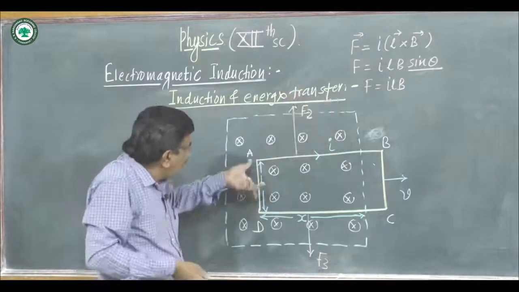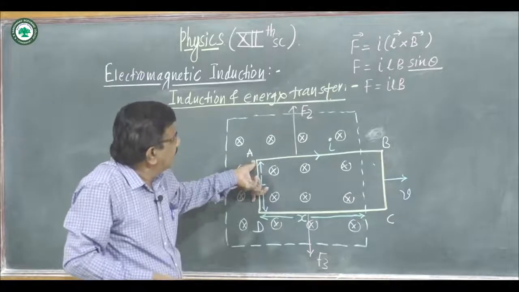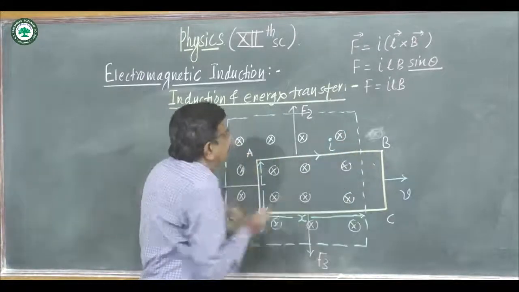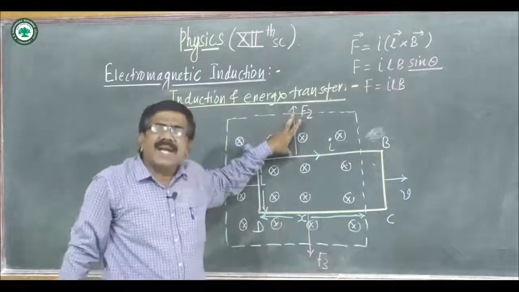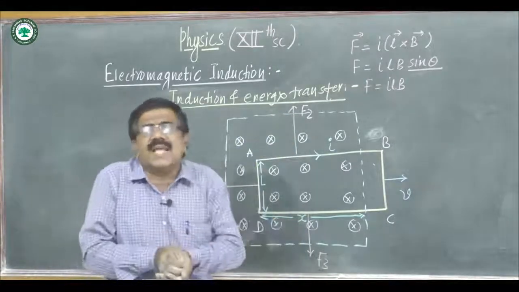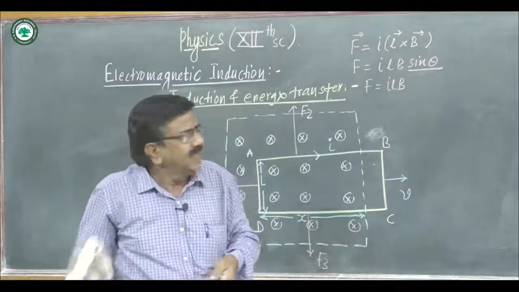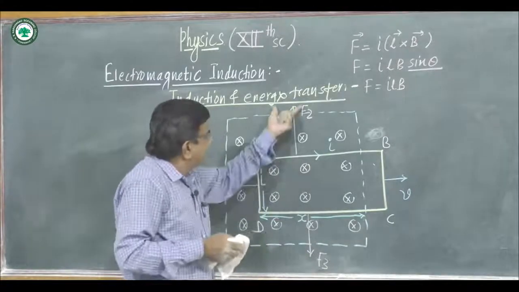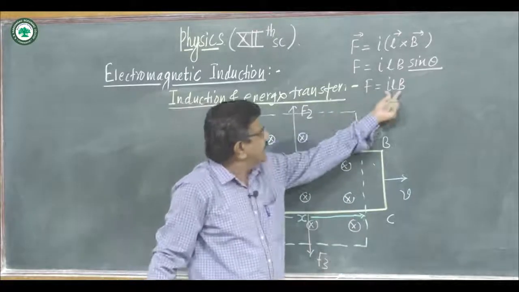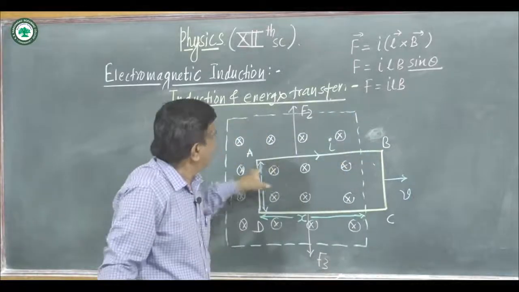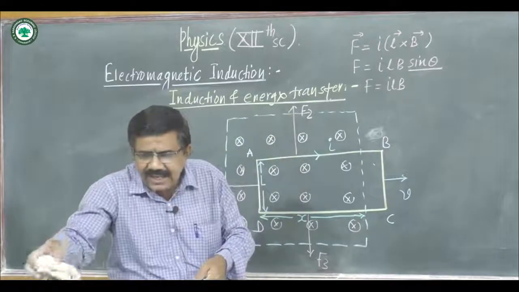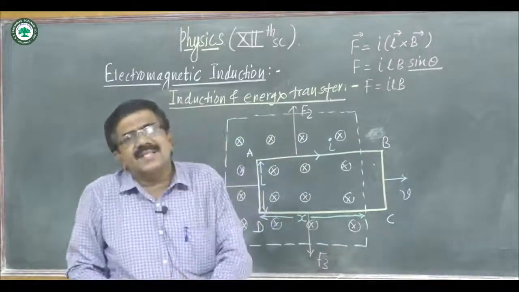Now, as this side is the same, the same force acts here and also the same here, but these two forces are equal and opposite. They cancel. The length here is the same, hence this quantity will be the same. And the equal and opposite forces F2 and F3 cancel each other.